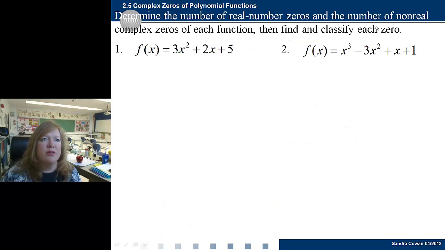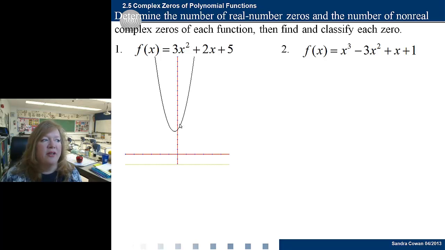Determine the real number zeros and the number of non-real zeros, and then classify each zero. When you look at the degree, remember that is the number of complex zeros, because real zeros are also complex zeros. So right away we know we're going to have 2 complex zeros, and then we just need to see if any of those complex zeros are real zeros.